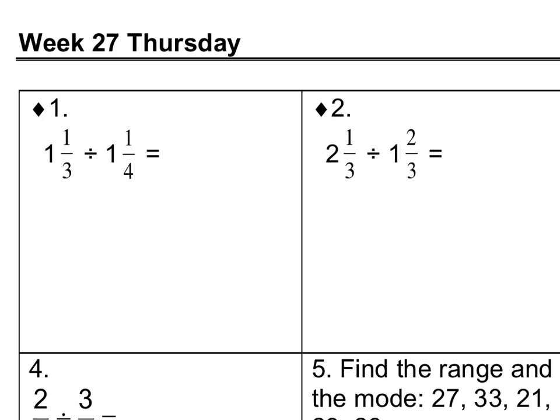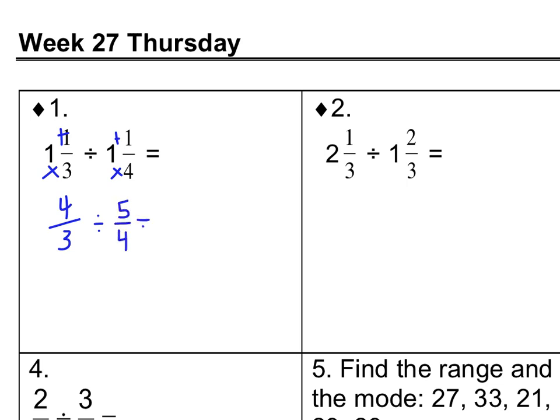So let's start with just making them improper. 3 times 1 is 3, plus 1 is 4. So 1 and 1/3 is the same as 4/3. And then we're going to divide by 4 times 1 is 4, plus 1 is 5. So 1 and 1/4 is the same as 5/4.